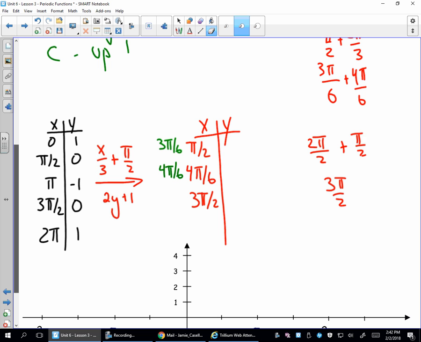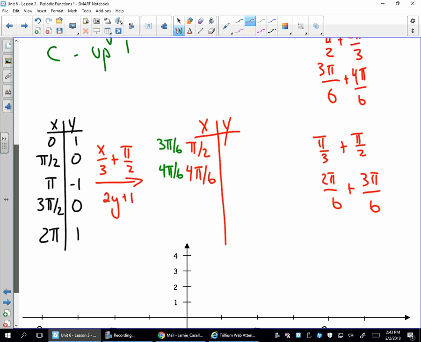Here's where I catch my mistake. This one back here was supposed to be pi divided by 3. So I messed one up here. Sorry, guys. Pi over 3 plus pi over 2 is 2 pi over 6 and 3 pi over 6, so 5 pi over 6. And you'll see how I know I caught my mistake in just a second here.